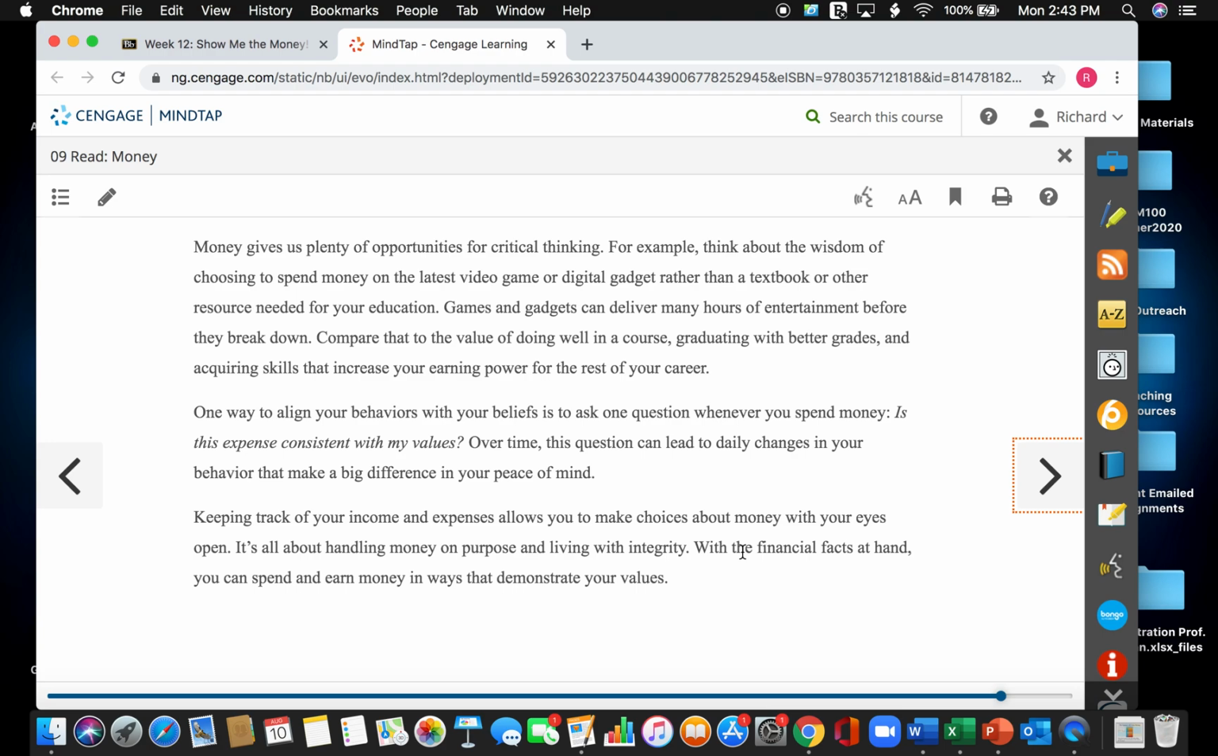One way to align your behaviors with your beliefs is to ask one question whenever you spend money. Is this expense consistent with my value? Over time, this question can lead to daily changes in your behavior that make a difference in your peace of mind. Keeping track of your income and expenses allows you to make choices about money with your eyes open. It is all about handling money on purpose and living with integrity. With the financial facts at hand, you can spend and earn money in ways that demonstrate your values.